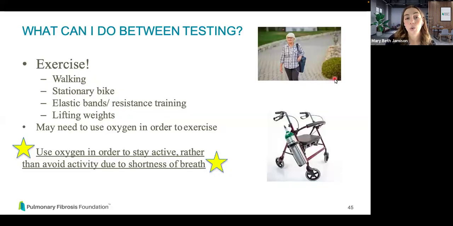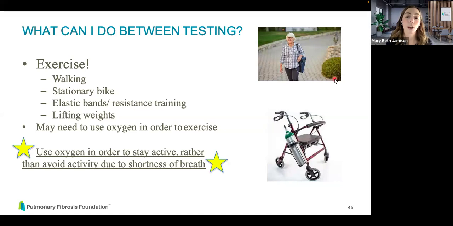So things that you can do between testing: exercise is a great thing to do between testing. So this can improve your conditioning and it can improve your pulmonary function testing. It doesn't have any effect on the scarring in the lungs or anything going on inside the lungs, but it can really have a big effect on the force that you can put behind a breath.